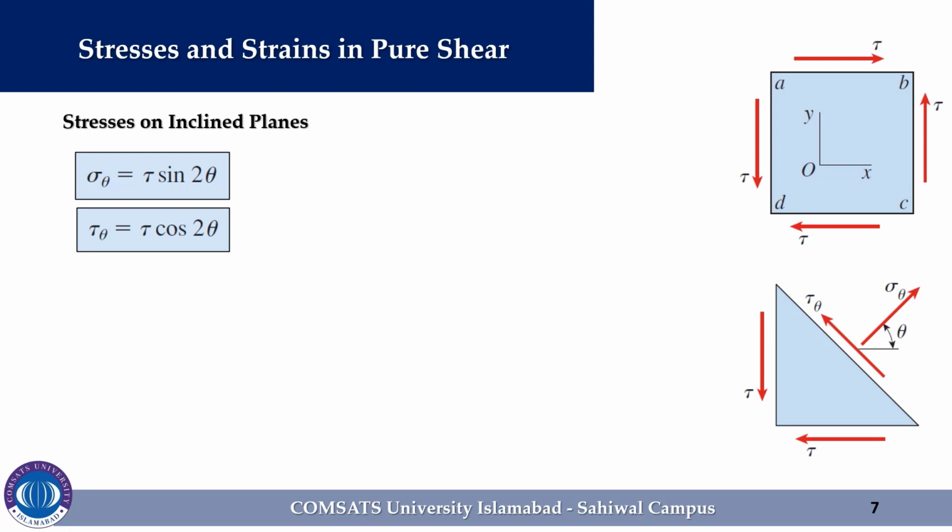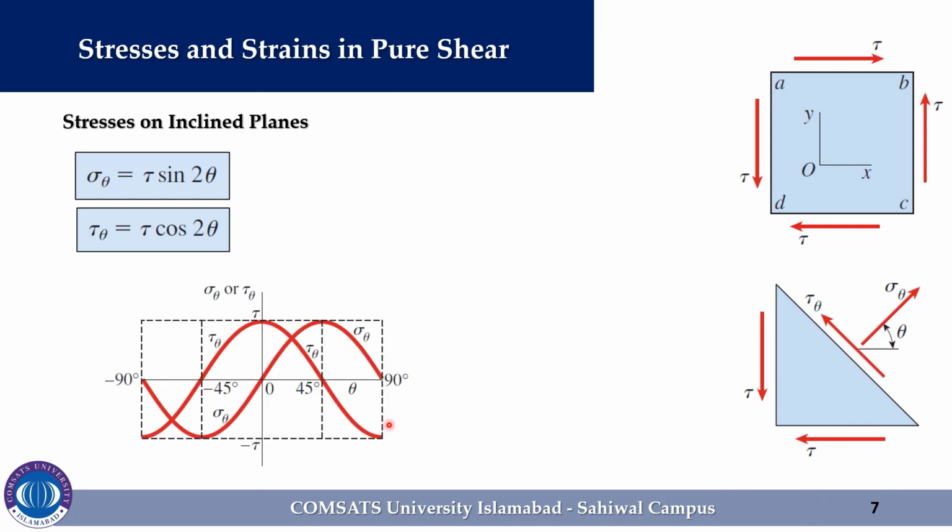The manner in which the shear stresses and normal stresses vary with the orientation of the inclined plane is shown by the graph in the figure here, which is a plot of the equations described in the previous slide. We see that for angle theta equal to 0, which is the case for the right hand face of the stress element, the graph gives a value of 0 for normal stress and a value of tau for shear stress.